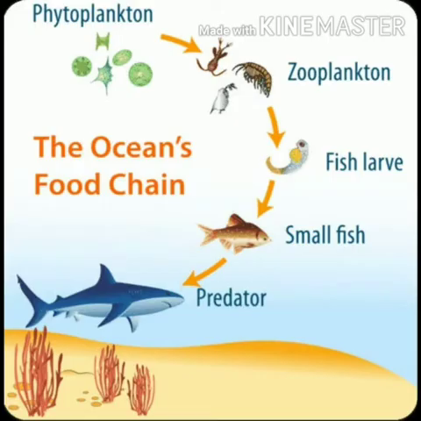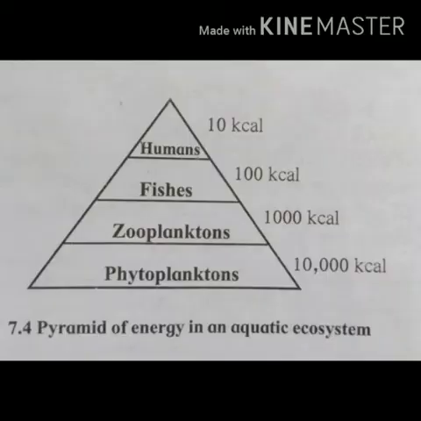If you observe the figure, you will see that the phytoplanktons show 10,000 kilocalories. Zooplanktons show 1000 kilocalories. Fishes show 100 kilocalories and humans 10 kilocalories. That is, the energy goes on decreasing at every level of energy exchange. Similarly, the number of organisms also decreases from the lowest level to the highest level. This pattern of energy exchange in an ecosystem is called a pyramid of energy.